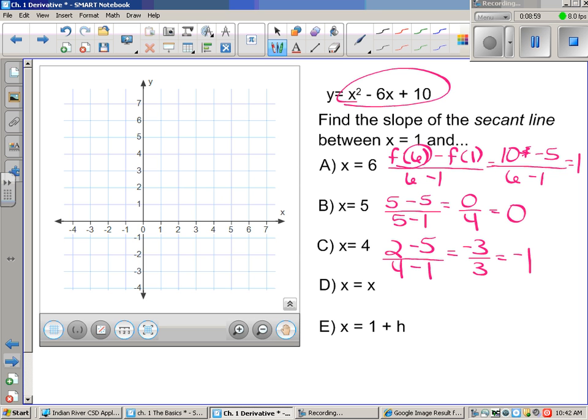If we plugged x in there, you'd have x squared minus 6x plus 10, minus that 5 over x minus 1. So again, you'd have x squared minus 6x plus 5 over x minus 1. And you're going to factor, just like we did in the previous question.